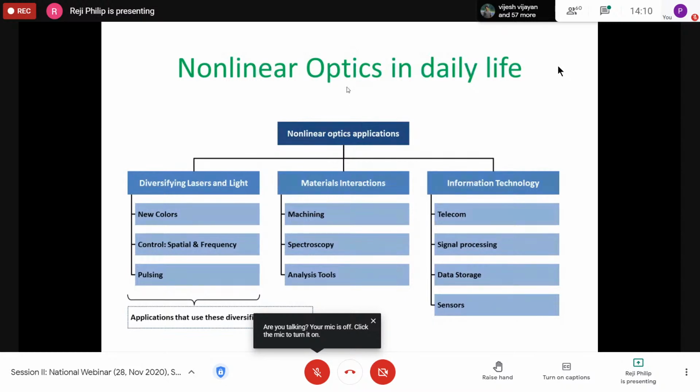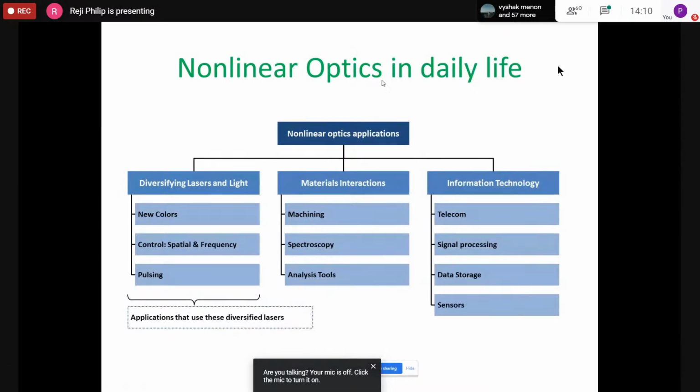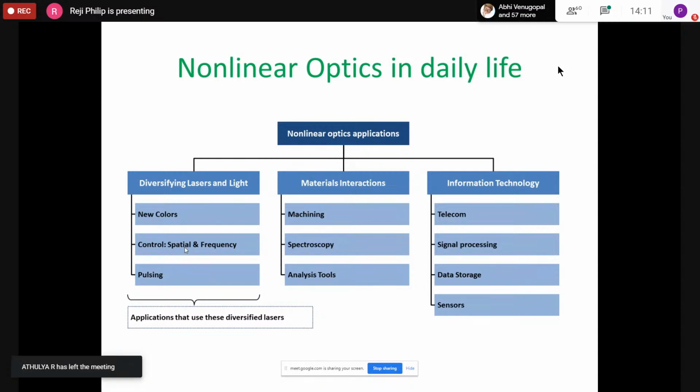We rather look at the day-to-day applications of nonlinear optics. So which are these? There are three areas that can be broadly classified. The first one is the diversification of lasers and light, where you generate new colors, that is new frequencies. Secondly, you can control the spatial and frequency nature of the laser beams. Then you can generate pulsed lasers. We can make nanosecond laser pulses. We can make femtosecond, picosecond, like that. We will see all those things now.